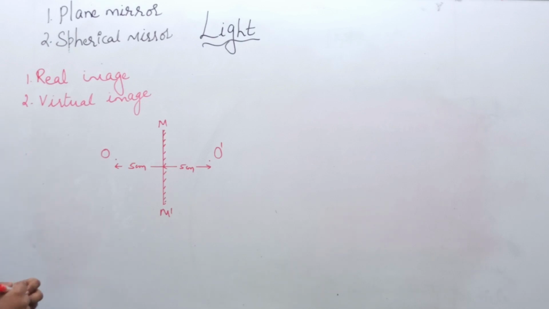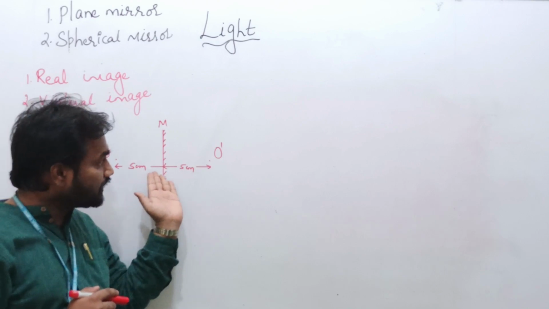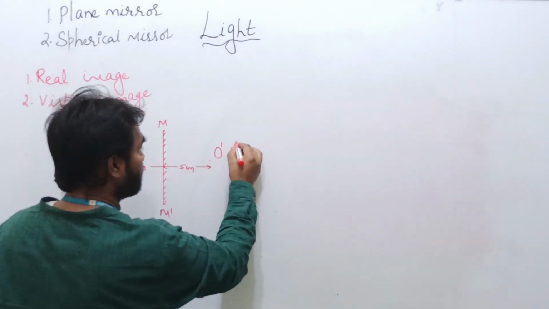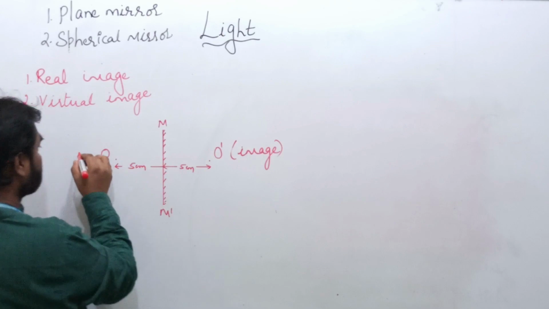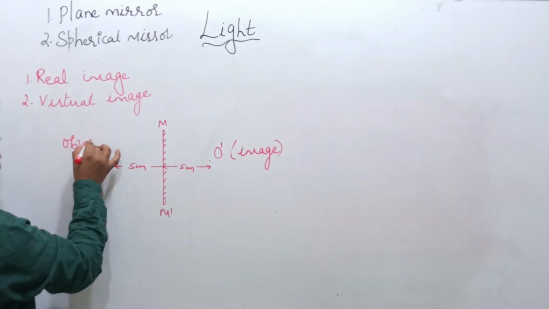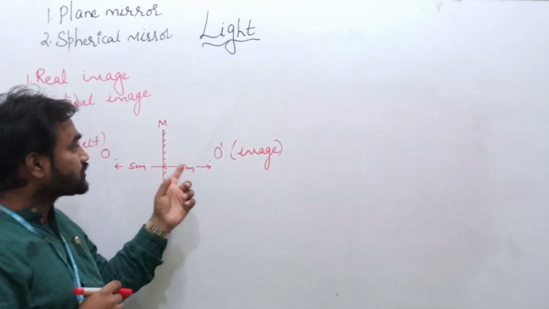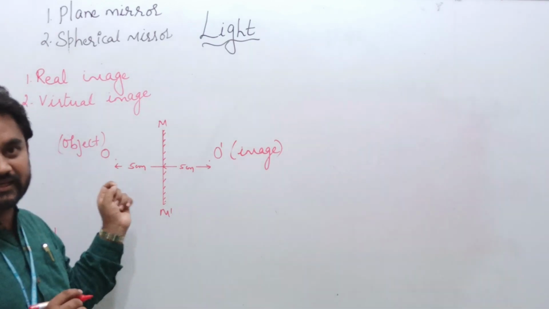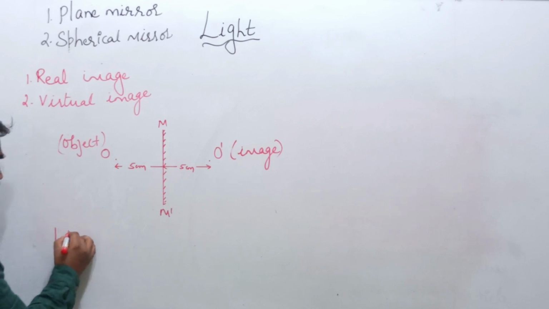Next. As the image in the plane mirror is formed behind the mirror, O dash is the image, and this is the object. So here, one thing: the first characteristic of the image formed by the plane mirror is what? The image is virtual.